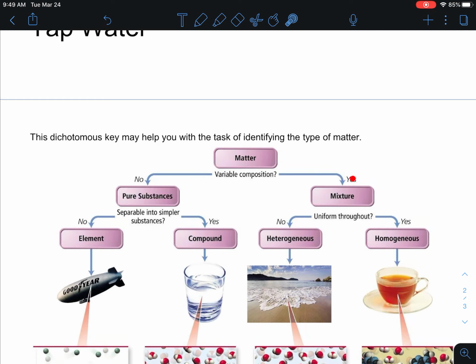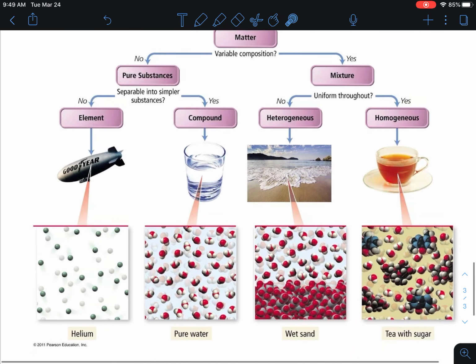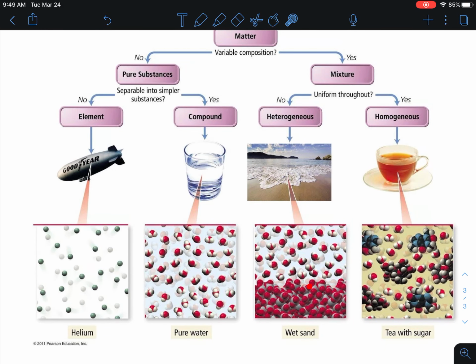If you answered yes to composition is variable, is it uniform throughout? If it's not uniform throughout, it's heterogeneous. You can see the sand at the bottom and the water and salt up top. If it is even throughout, it is homogeneous. You cannot see the compounds that make up the tea separate from the compounds that make up the water.